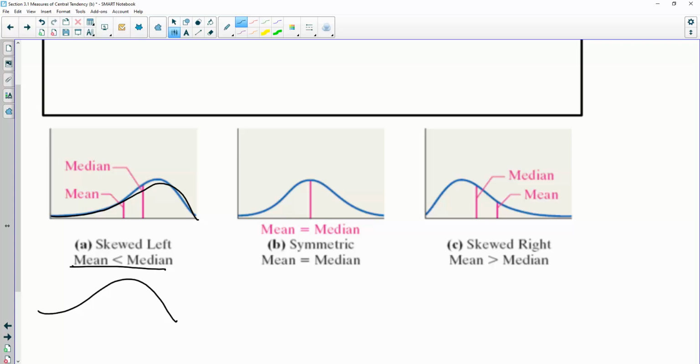If your data is bell-shaped, then your mean and median are going to be the same. If it were me, I would just draw myself a little bell curve and say mean equals median. If it's symmetric, bell-shaped, mean and median are the same.